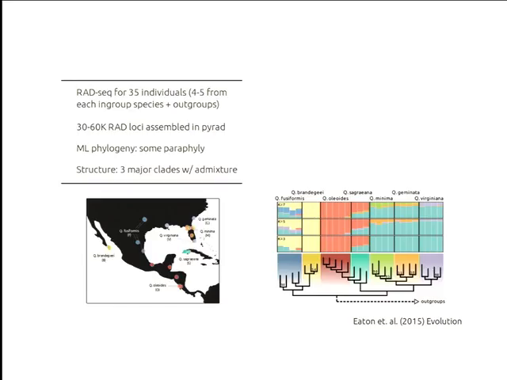So we wanted to better understand the phylogeny of this group and the extent to which species have exchanged genes in the areas where they're either in sympatry or in parapatry. So we sequenced a RADseq data set, sampling broadly across each of these species, 4 to 5 individuals across their range, and we recovered around 30 to 60,000 RAD loci per individual.